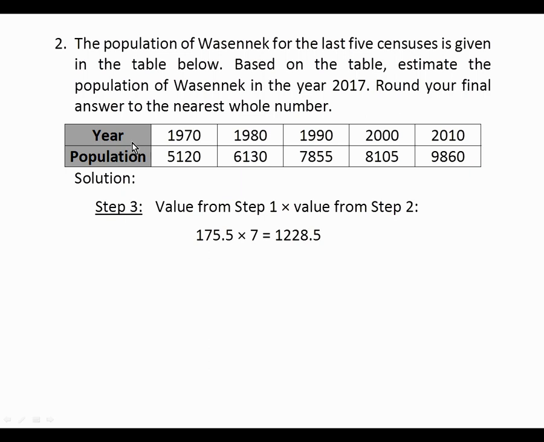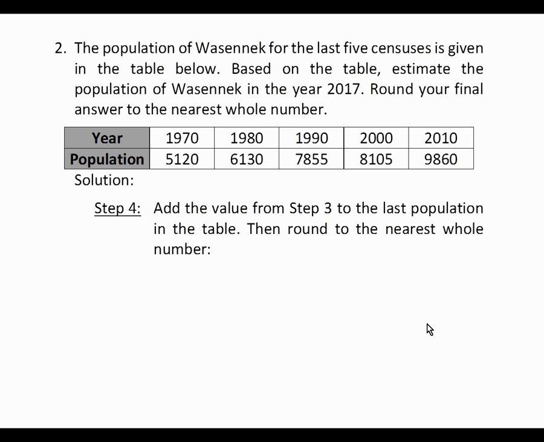Now again, even if we're going to the left side, it would still be the same. Everything would still be the same. Step 4, add the value from step 3 to the last population of the table. Then round to the nearest whole number. Now if we were going in this direction, instead of adding it to the last value, we would subtract it from the last value.